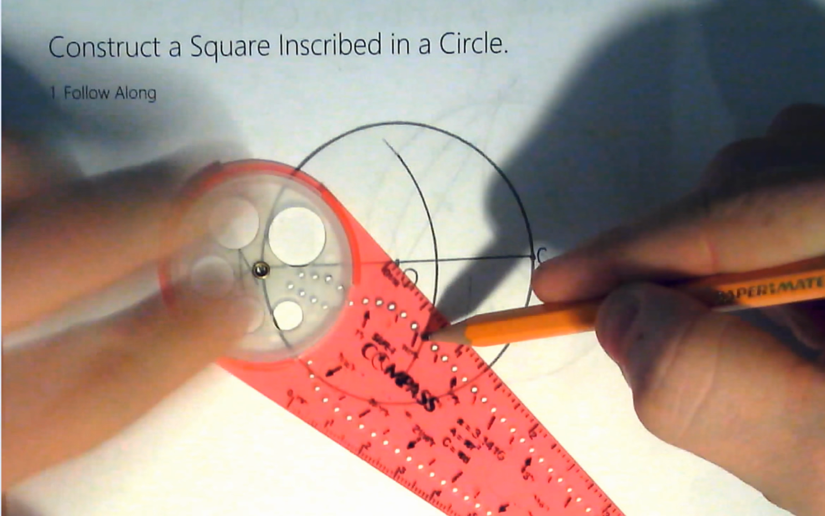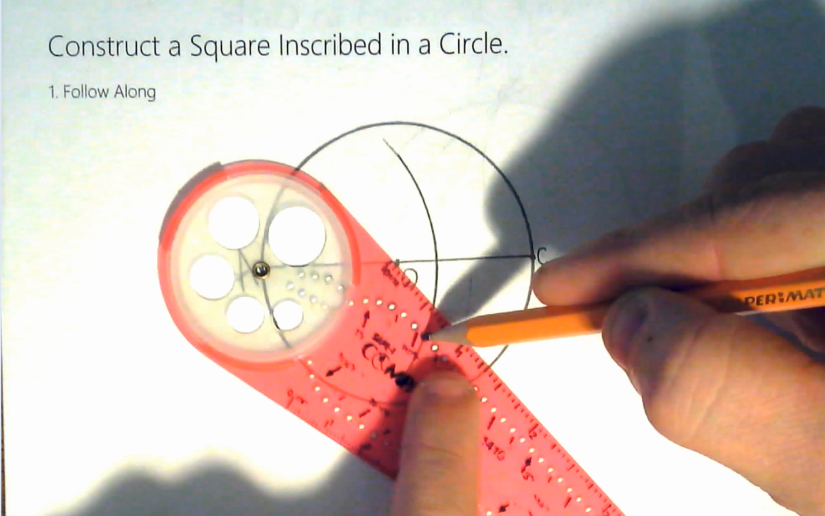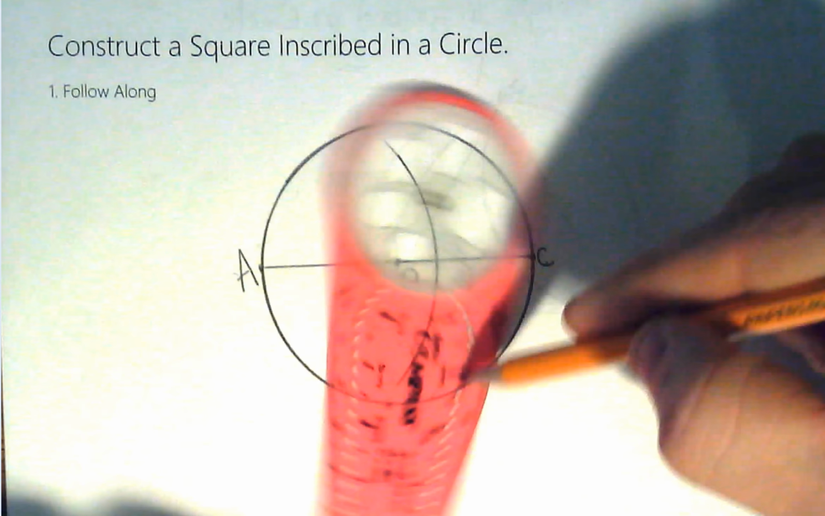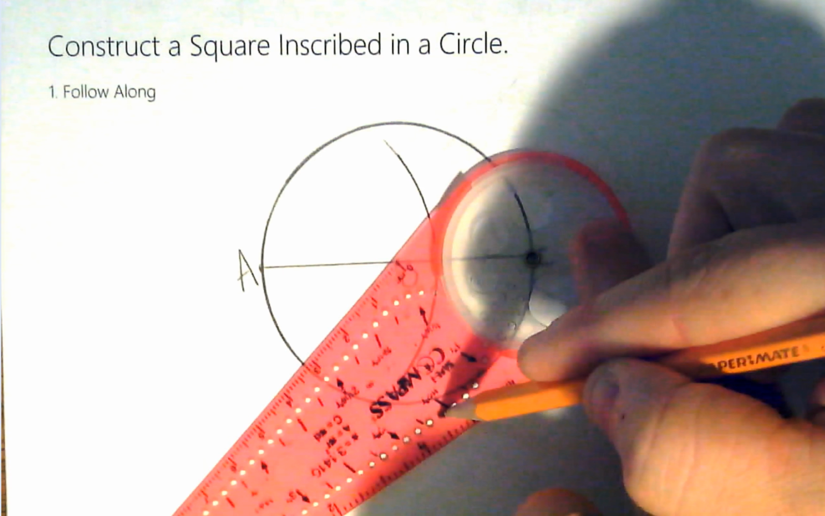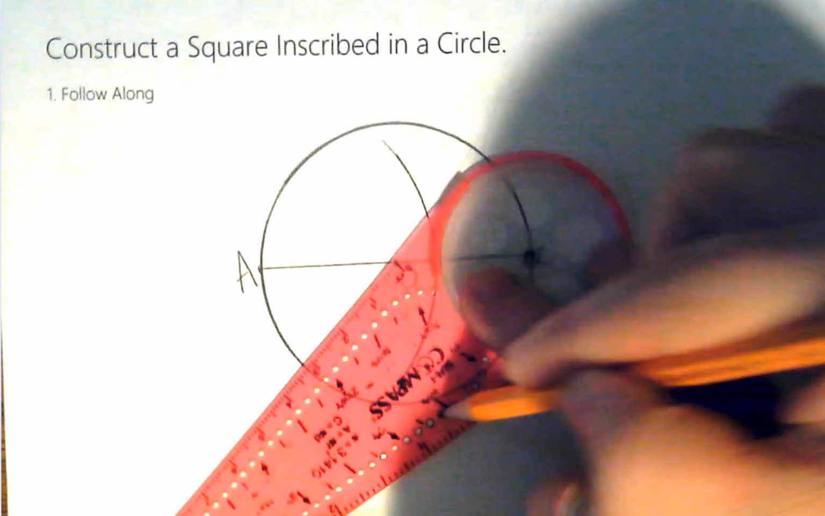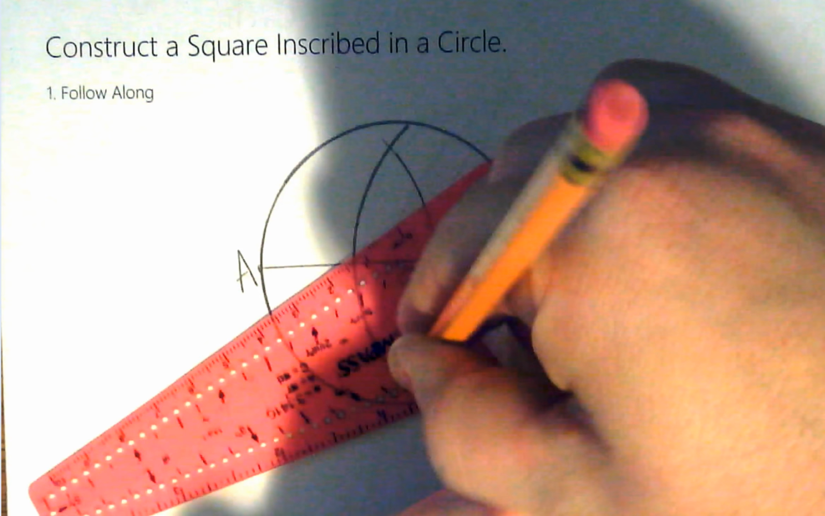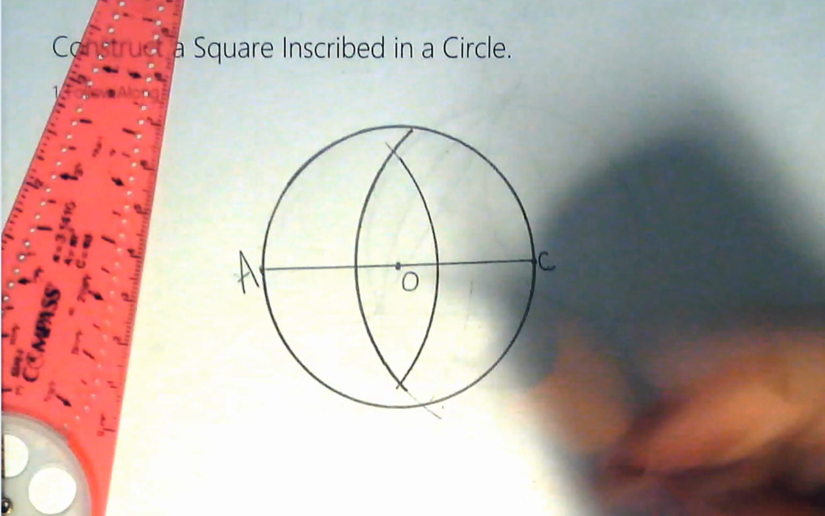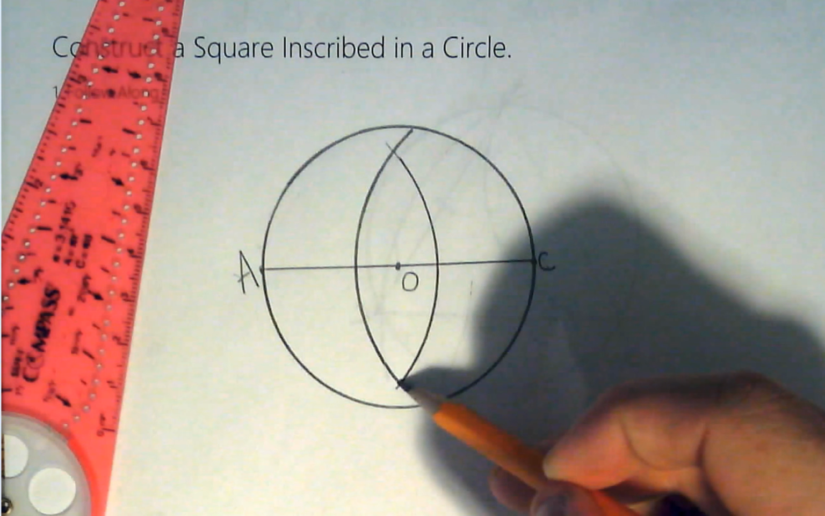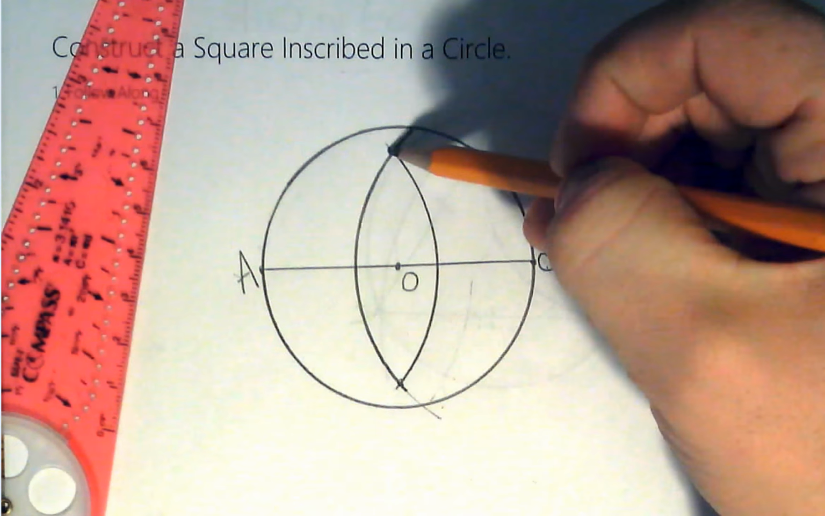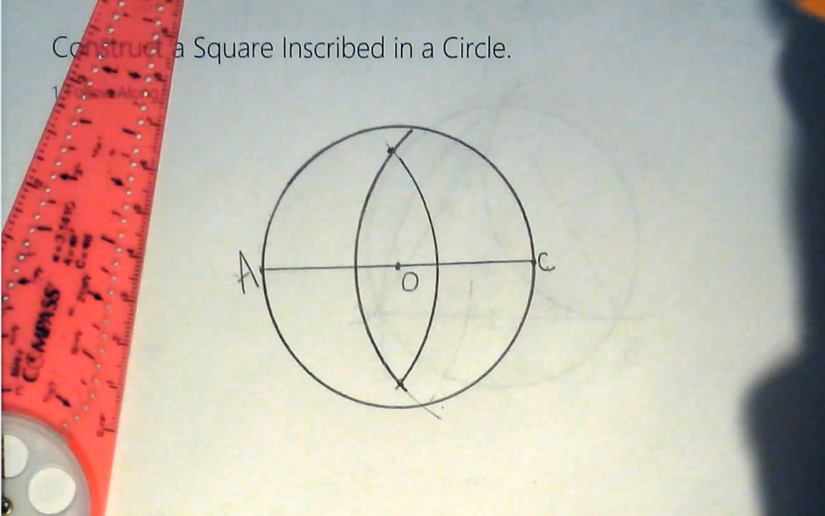Then what you're going to do is you're going to use that same hole. Pencil stays in the same hole, but you're going to take your center and put it on the other end of that line. So in this case, point C, and you're going to draw another arc. So what we want is your two arcs to intersect. So my two arcs intersect right here and right there.